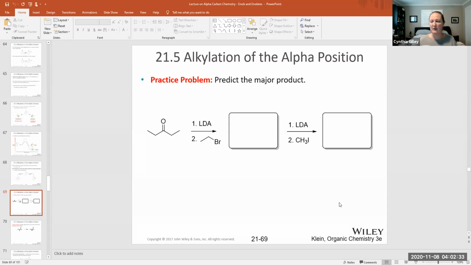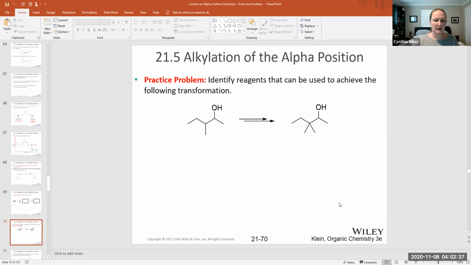Okay, let's go ahead and go back to the slides. Let's do another practice problem. In this case, we're going to be doing a multi-step synthesis. So we're going to be thinking about how we can string reactions together to go from this reactant to this product. And go ahead and pause it and think about the reactions that you might want to use and your best, and then we'll go over it.